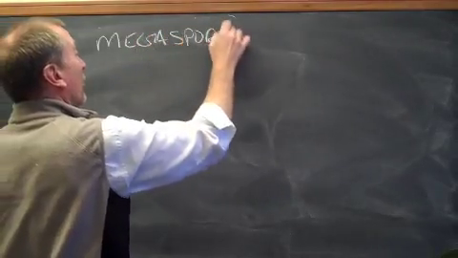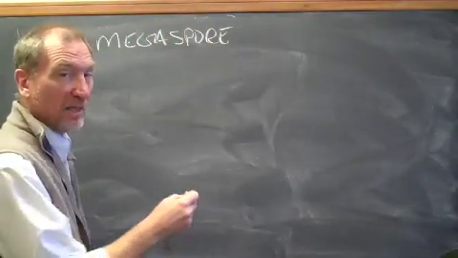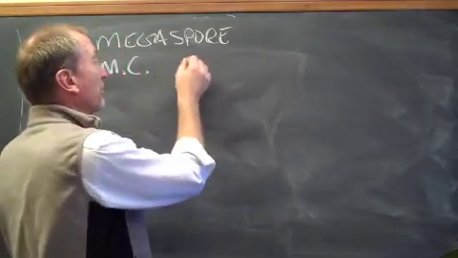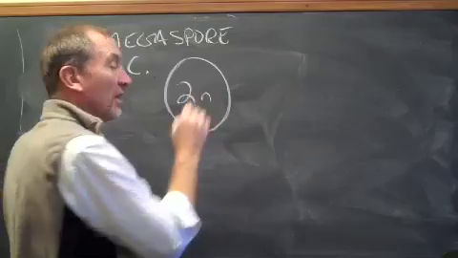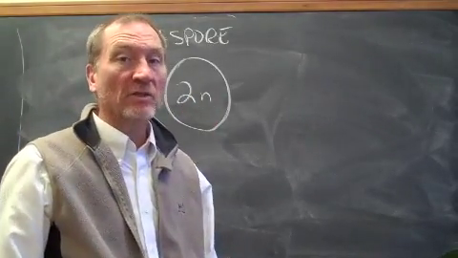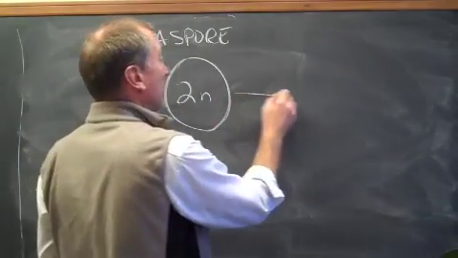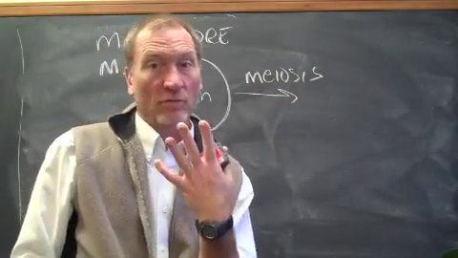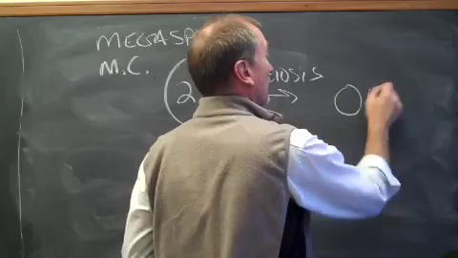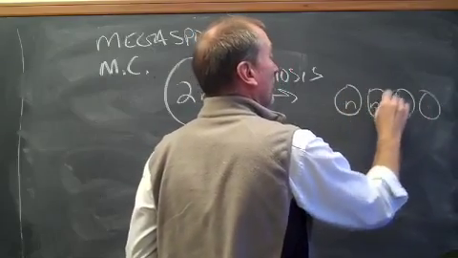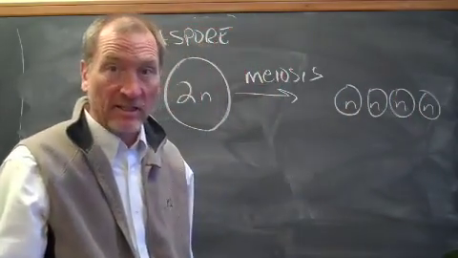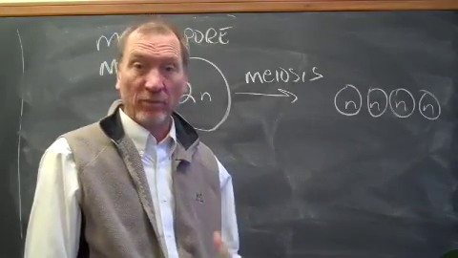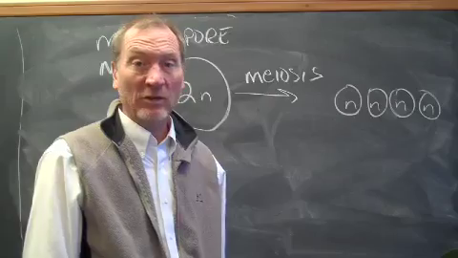Megaspore, and I'll just abbreviate mother cell, MC. So this is a cell inside the ovule. It's a diploid cell, and it's going to undergo meiosis to produce 4 cells. And I put an N inside each of those 4 cells to remind us that all 4 of these cells are haploid, which is the result of meiosis.